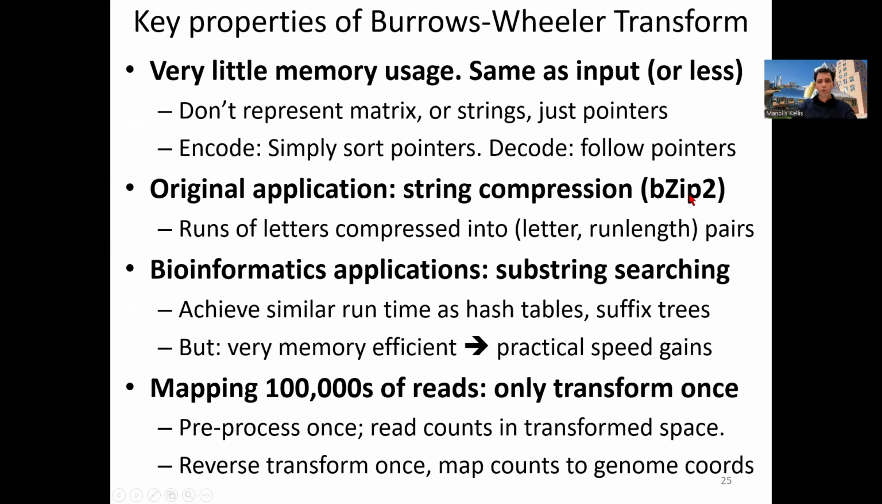The original application was string compression, so bzip2. Runs of letters were compressed into a letter and a run length. And in bioinformatics, it's about similar runtime to hash tables, but dramatically faster in practice because of memory efficiency. Okay? And you can then map 100,000 reads, only transforming once. So you pre-process once, you reverse transform once, but then after you've mapped all of the reads, you have the counts.